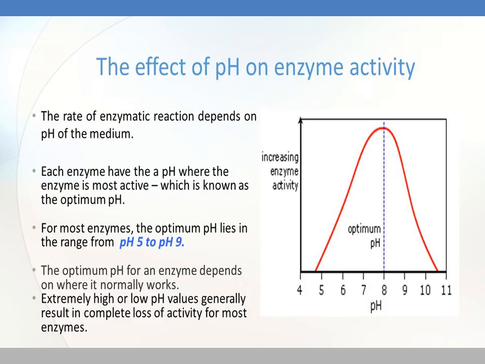Effect of pH on enzyme activity. This pH graph, that is the graph which is drawn between pH and enzyme activity, shows the optimum pH at which the enzyme activity is maximum. The rate of enzymatic reaction depends on the pH of the medium. Each enzyme has a pH where the enzyme is more active, and this pH is known as optimum pH. For most enzymes, the optimum pH lies between 5 and 9.